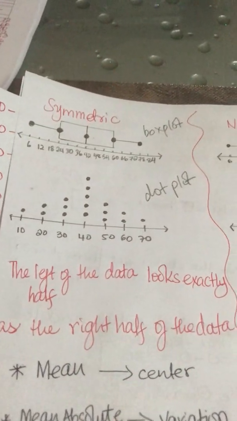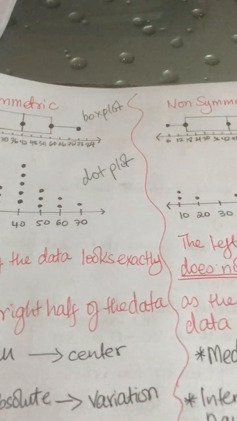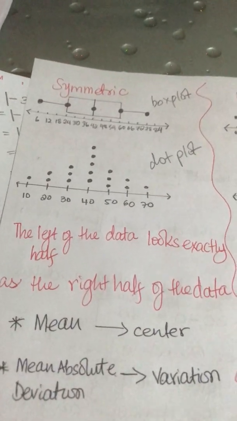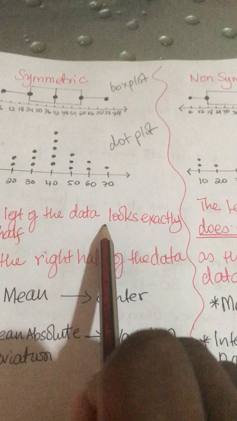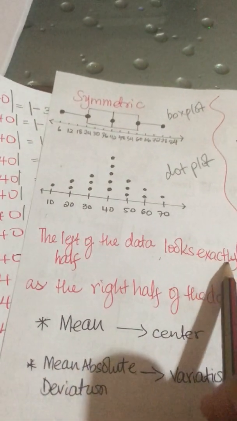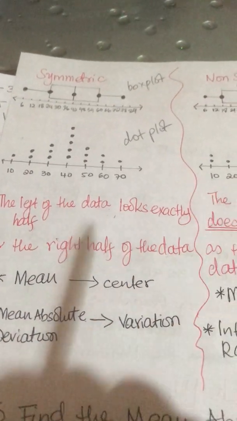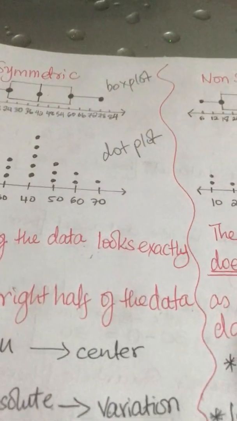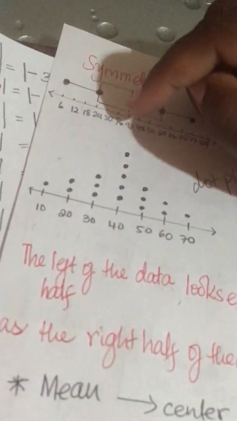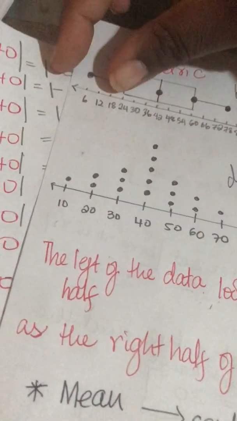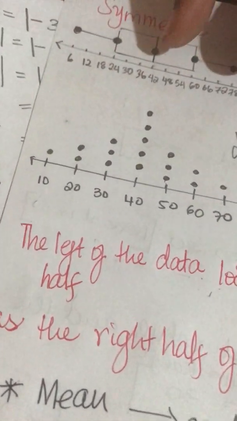Now, how do you determine your box plot or your data plot is symmetric? The left half of the data looks exactly as the right half of the data. Exactly. That means the left is equal to the right. So here is the middle of my data. This side is equal to this side. Then my data is symmetric.